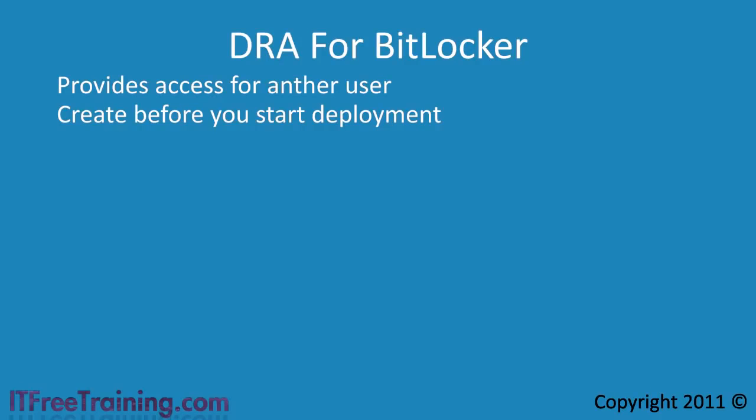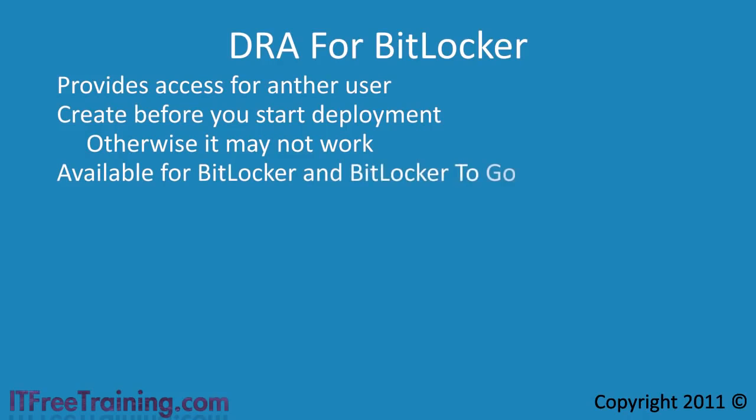You want to ensure that the DRA is available to BitLocker before you start encrypting using BitLocker. Otherwise, when you go to use the DRA, you may find that it does not work. A DRA can be configured for BitLocker and BitLocker To Go, so whichever solution you use, you should configure a DRA. You may be thinking, do I need a DRA if I have the recovery key?